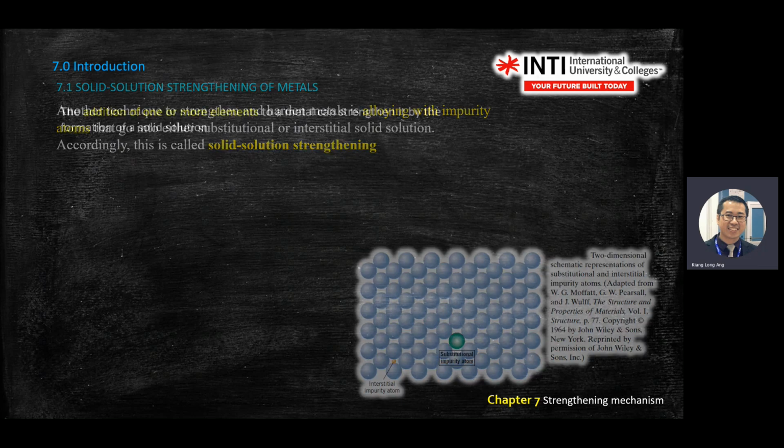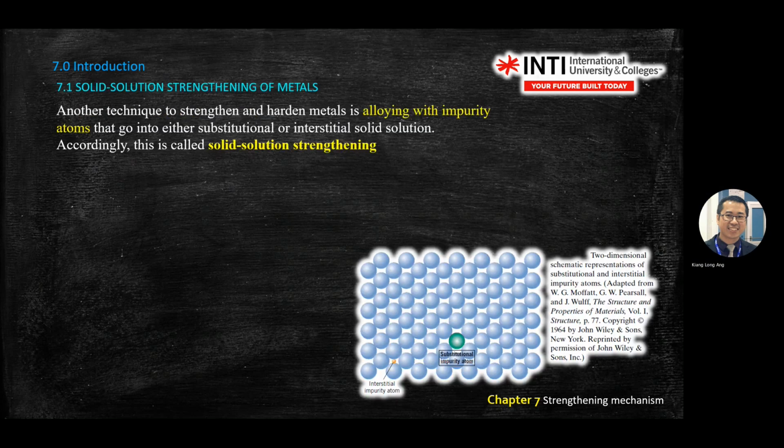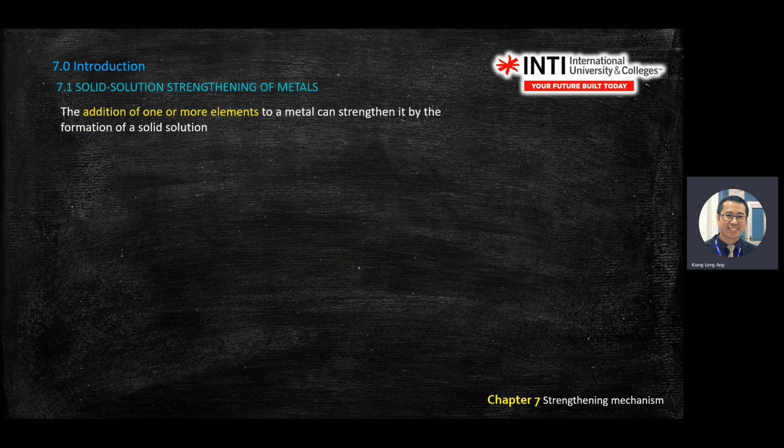So we have 2 types. You have seen this one in the previous chapter. The one that replaces the original atom, in the green color, is called substitutional. And those that fit between the spaces of the holes are called interstitial, right? Interstitial strengthening. So these are the 2 types.